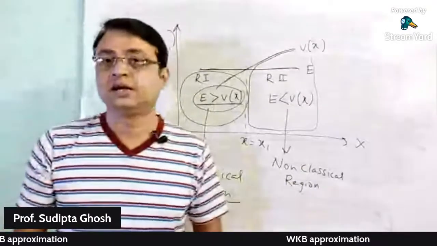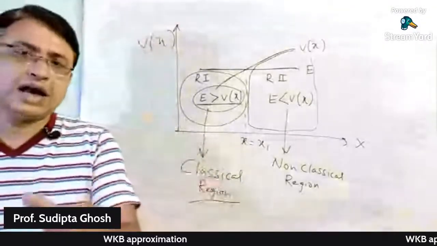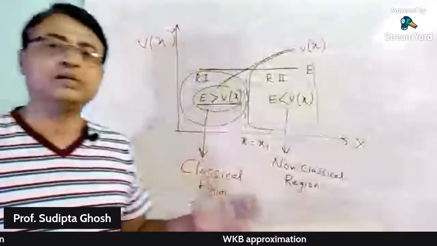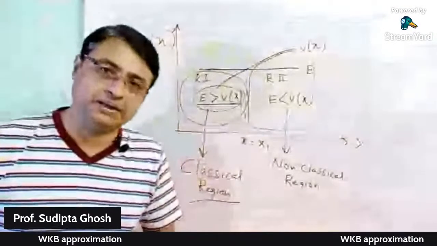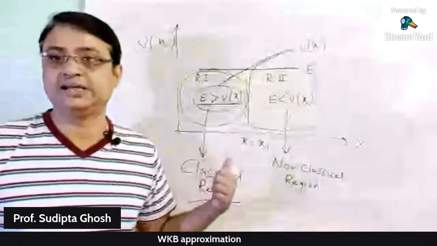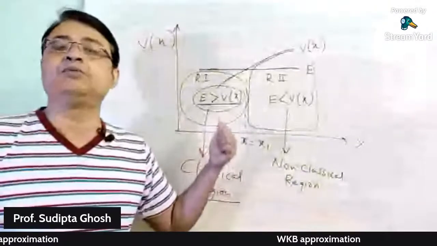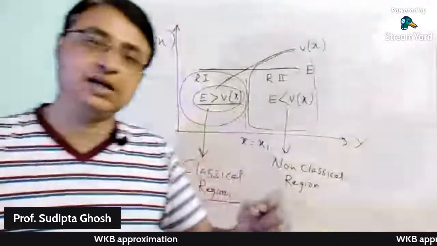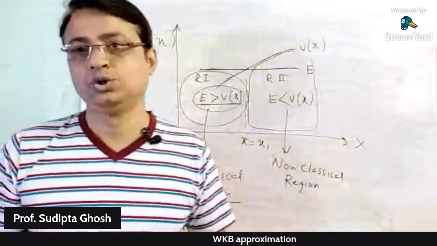So you have to focus on this particular line which I have told you just now: the WKB approximation method is true, or you can apply it in this particular case, if you can find a connection between these two regions, that is, if you can find a connection of psi in region 1 and region 2.